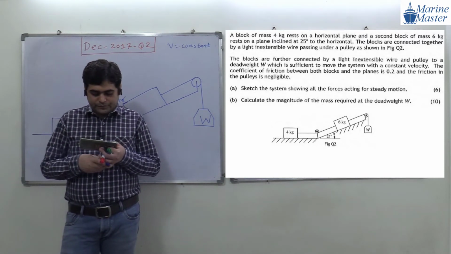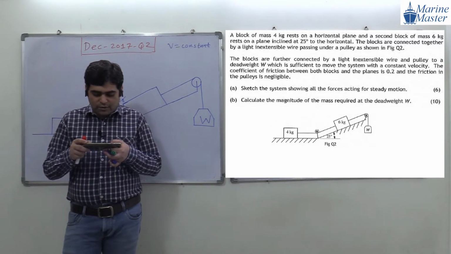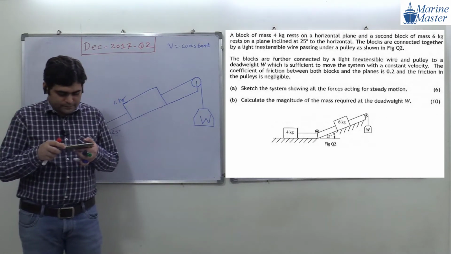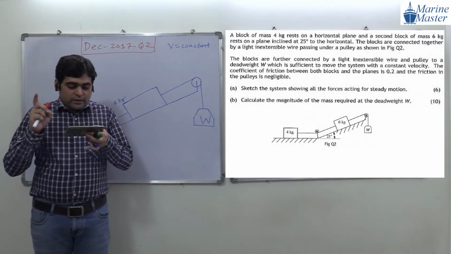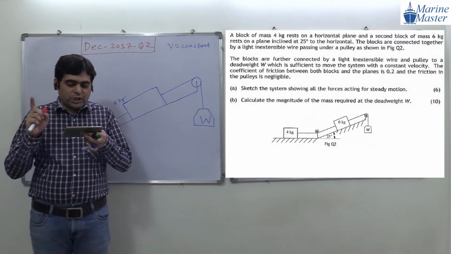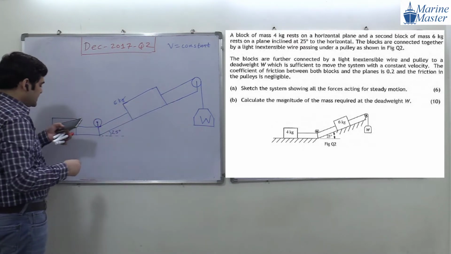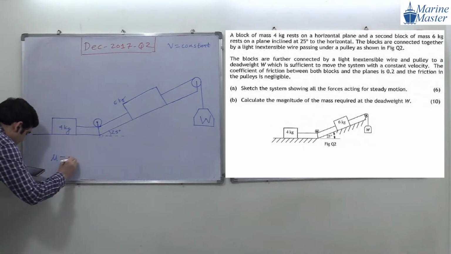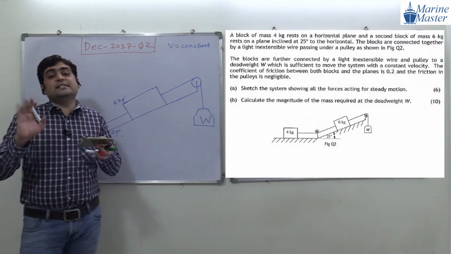Okay, everyone. Now the next point: the coefficient of friction between both the blocks and the plane. That means the coefficient of friction for this one and for this 6 kg mass. How much mu have they given us? The value of mu is 0.2. And the friction in the pulleys is negligible.